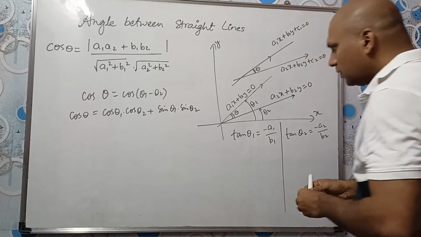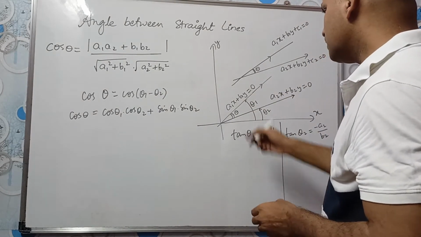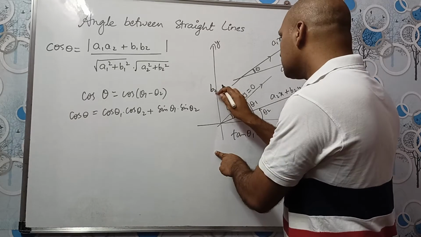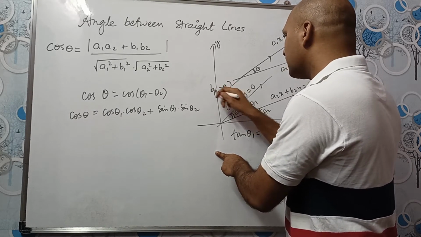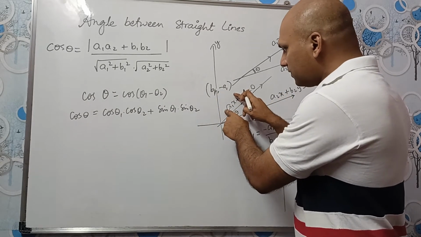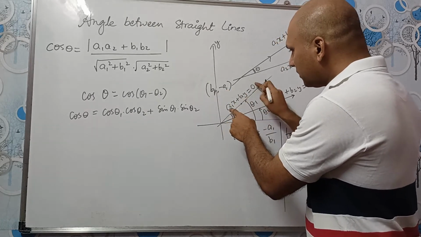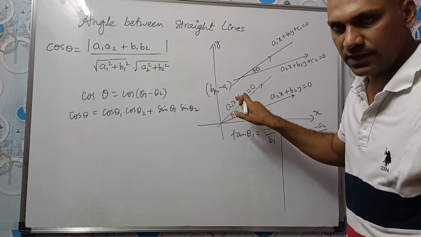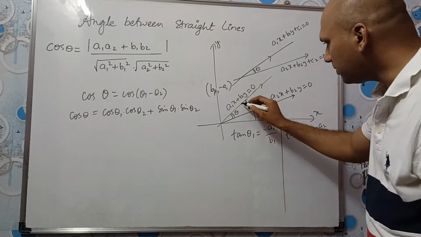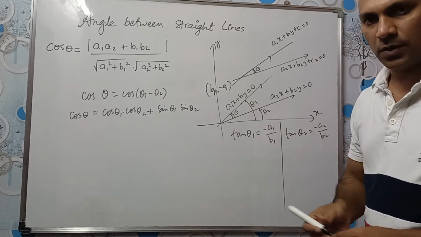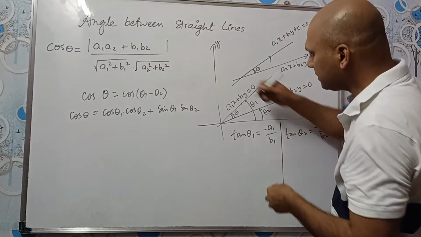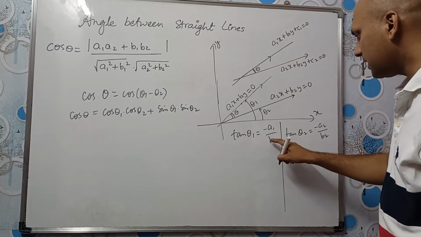Okay? Or you can form a right angle triangle. See, you can take a point on this straight line which is b1 comma minus a1. This point b1 comma minus a1 will lie on this, because if you substitute b1 and minus a1 in this, it will be equal to 0, which means this point is satisfying this straight line. Okay, which also means that this point is lying on this. If you drop a perpendicular, a right angle triangle will be formed, isn't it? We can prove it like that also, but this is easier. So we'll use tan theta 1 is equal to minus a1 by b1.